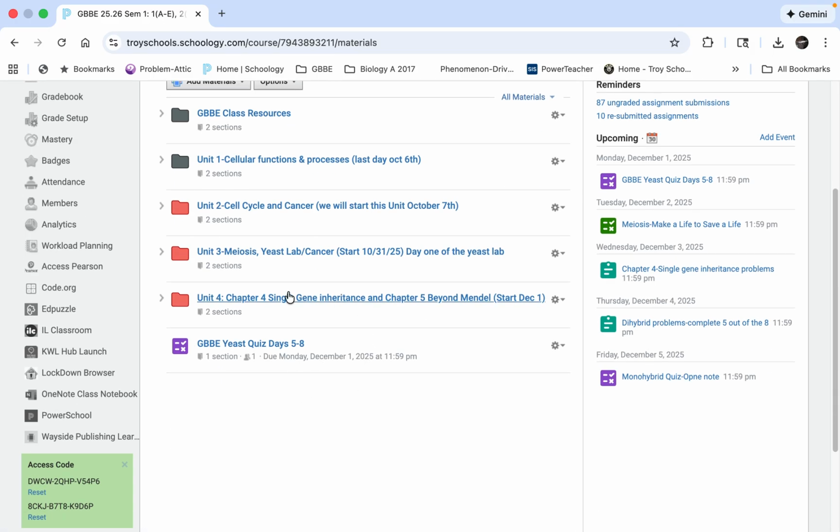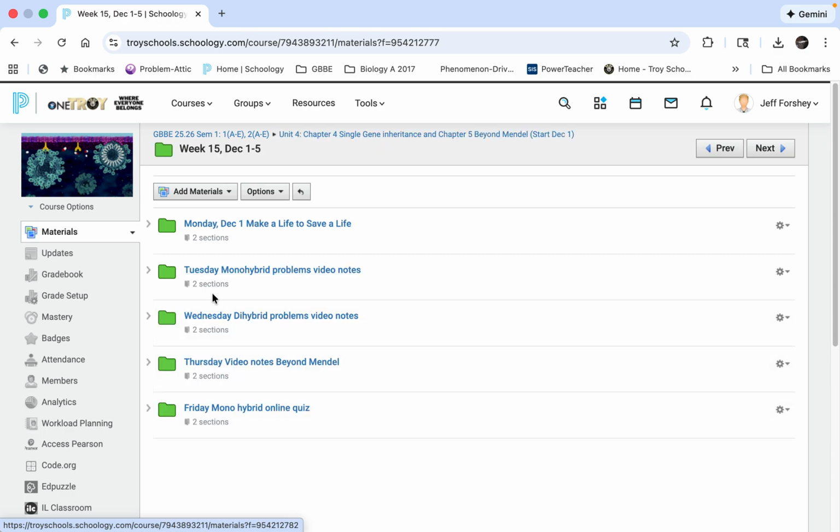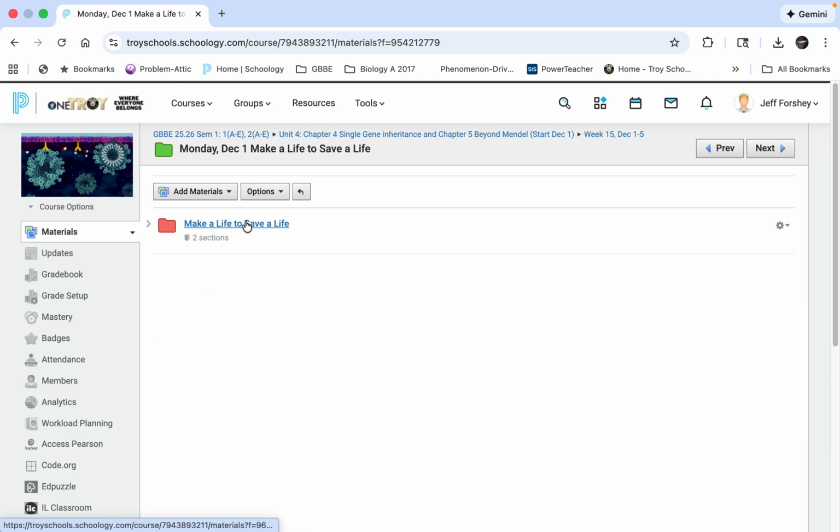If you go into where it says single gene inheritance in chapter 5, Beyond Mendel, we'll click on that and we're into week 15. With week 15, this right here is what you're going to open up. You're going to work in groups of 2 or 3 to complete this activity.